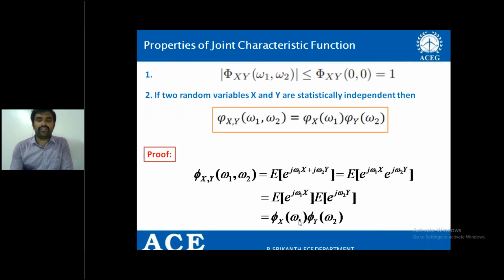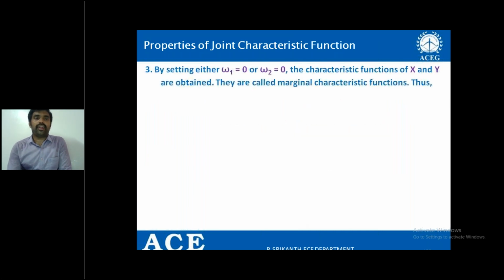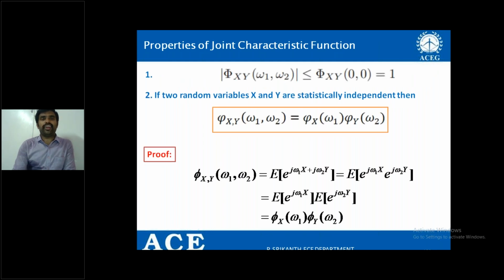Got it? This is the way to prove this. And another property we have for the joint characteristic function is obtained by setting either omega 1 equal to 0 or omega 2 equal to 0 in the equation of the joint characteristic function. What is going to happen if either omega 1 or omega 2 equals 0? Ultimately, one exponential term will vanish.